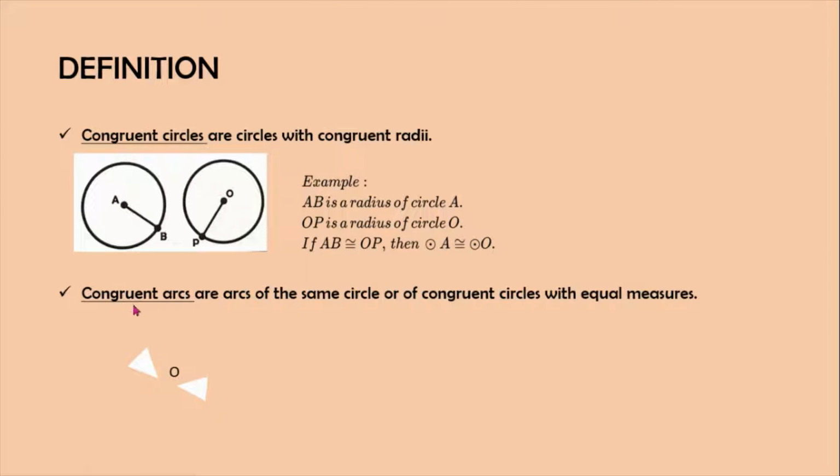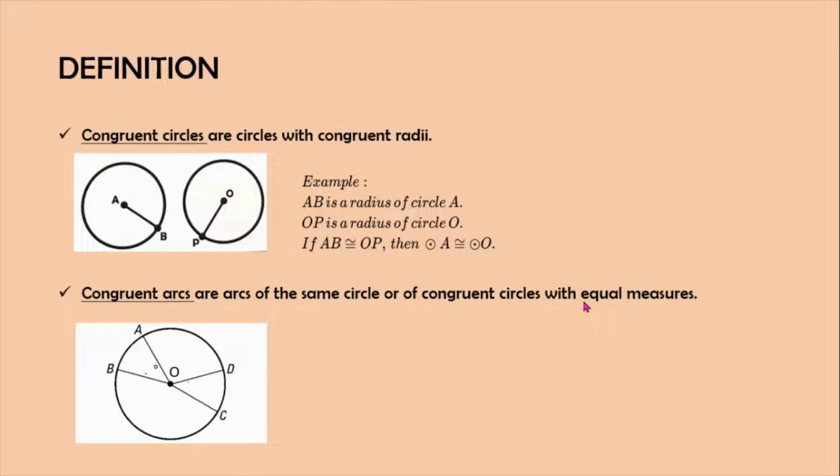Next, congruent arcs are arcs of the same circle or congruent circles with equal measures. For example, given circle O, if the measure of arc BA is 45 and the measure of arc CD is 45, then arc BA is congruent to arc CD.